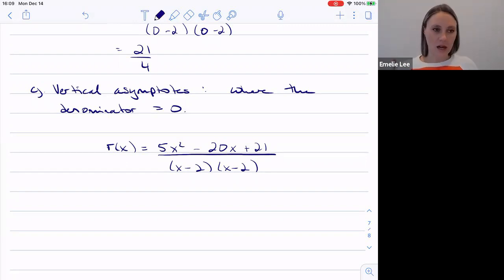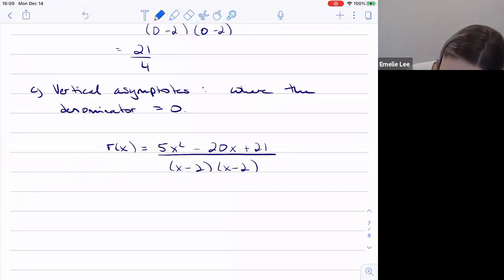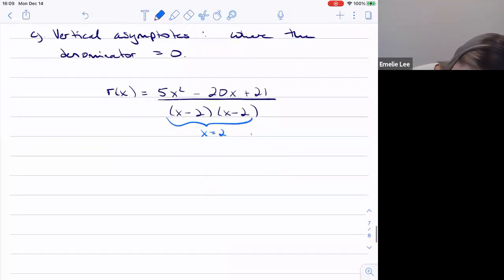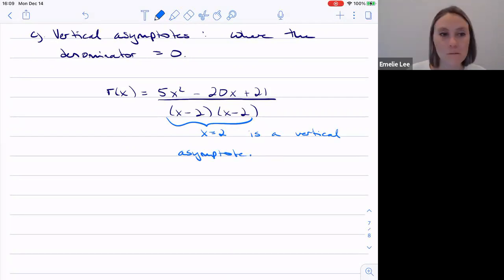Cool. So this is where the denominator equals 0. So x minus 2, regardless of which one, you can write it as x minus 2 squared. I just like to see them side by side. So x minus 2 times x minus 2. X equals 2 is going to give me 0 in the denominator for both of these, right? And so here, x equals 2 is a vertical asymptote.